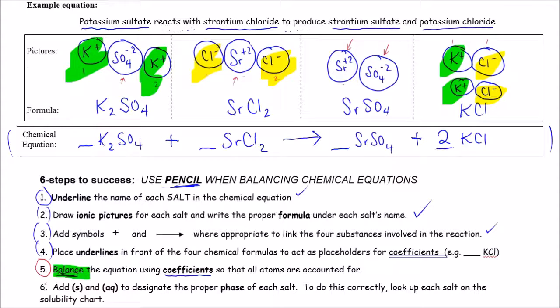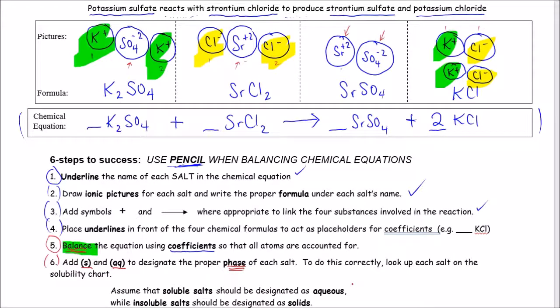All right, the last thing on the list is number 6. Add these phase notations to designate each salt, whether it is solid or aqueous. This is where you use your solubility chart. And things that are soluble will tend to dissolve. They'll be aqueous, that means dissolved, whereas insoluble salts must be solid. So if you look up each one of these salts, we'll know whether it's solid or aqueous.